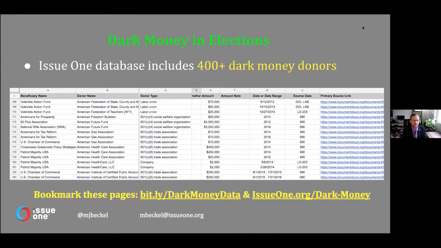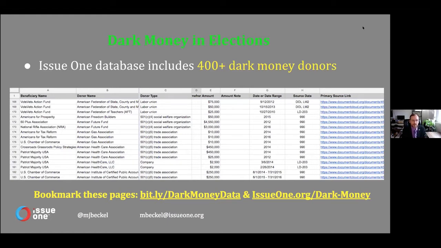So for a big project we did at Issue One, we tried to take all those different data sets and build upon the great work that places like OpenSecrets have done, and some of the work that we did at the Center for Public Integrity. And we put this all together for the top 15 political dark money groups. And we went through and we built out this spreadsheet that you can access on these links here.